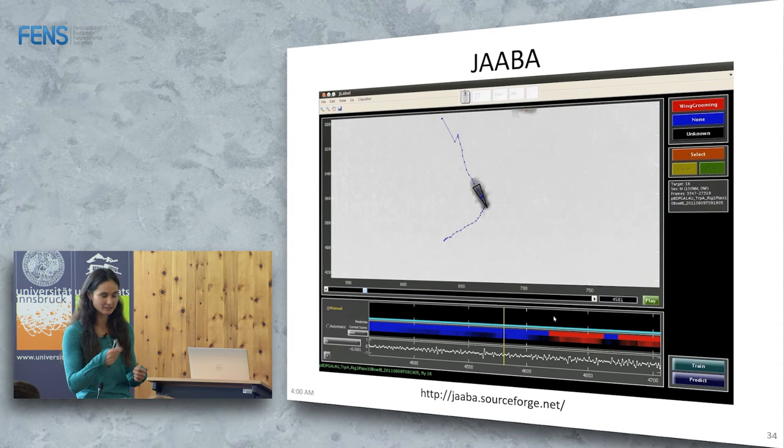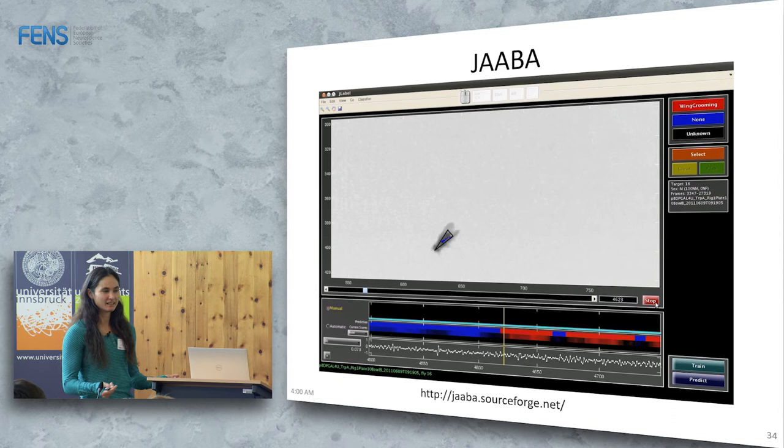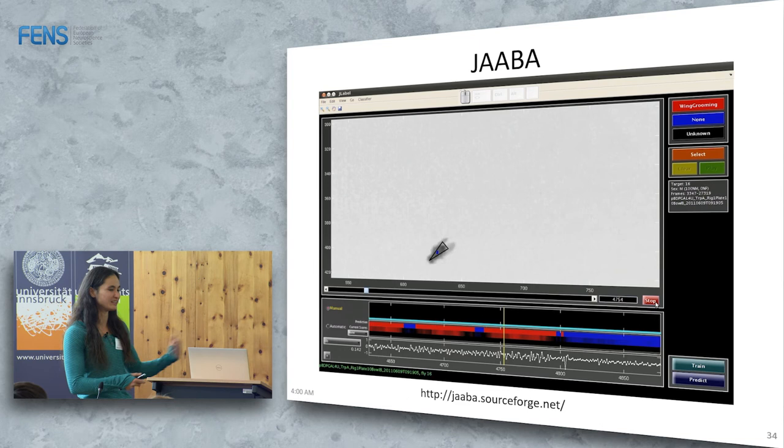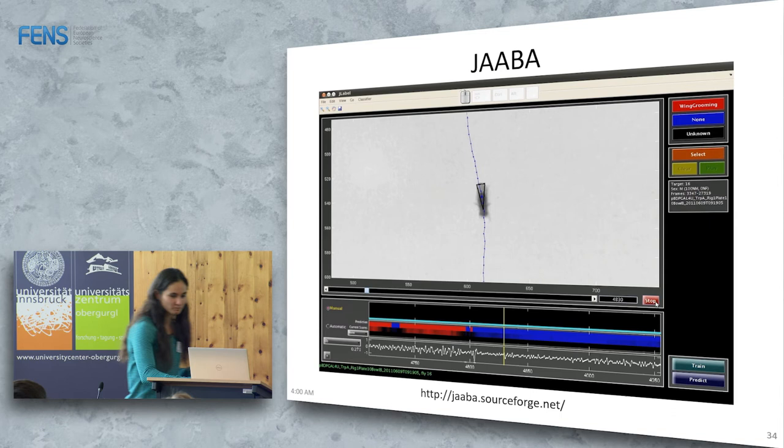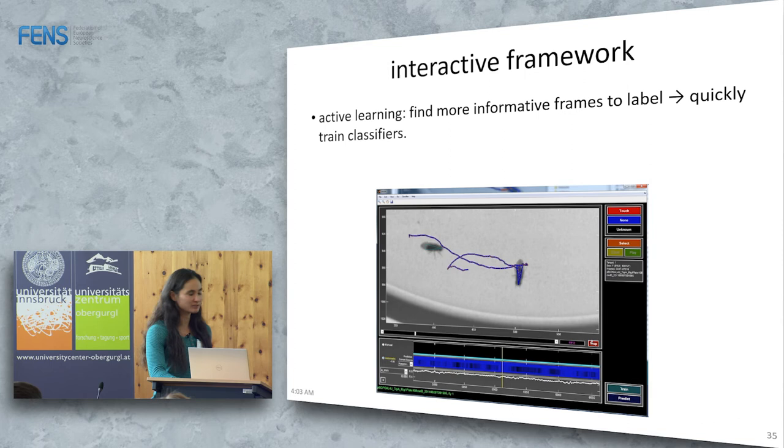This is called active learning. It's a way of finding samples that are most informative to the classifier. If you just have 2,000 training examples, not all of them will necessarily be very informative to the classifier. Some of them might be things it's already gotten right from other training examples. So we try to have the annotator find those good labels. It's an active learning framework. We find these more informative frames to label, and you can train a classifier relatively quickly.